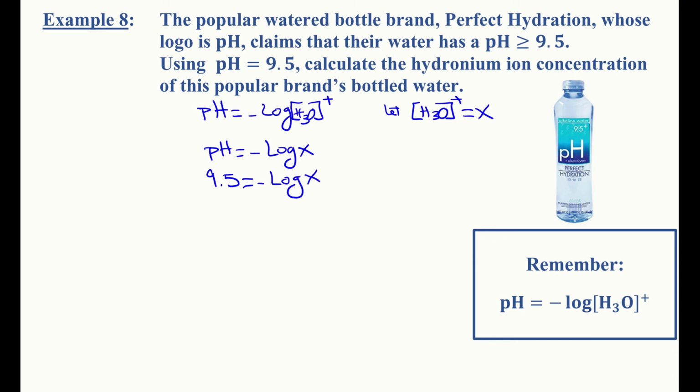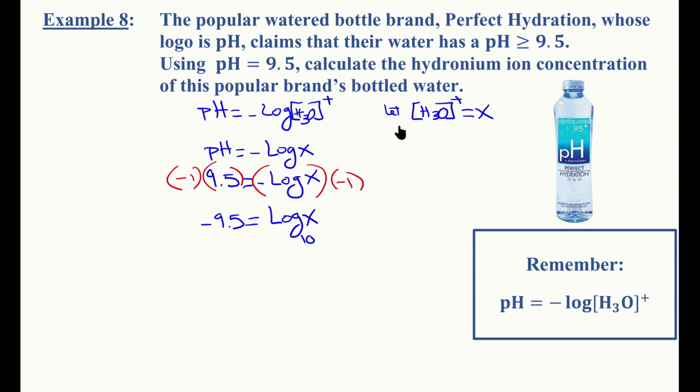And if I get the log by itself, then we'll be able to go to exponential form. It's almost by itself. We need to get rid of this negative, so we're going to multiply both sides by negative 1. Like that. And so we end up with log X equals negative 9.5. Now at this point, I would like to bring in the invisible 10, which we know is there.